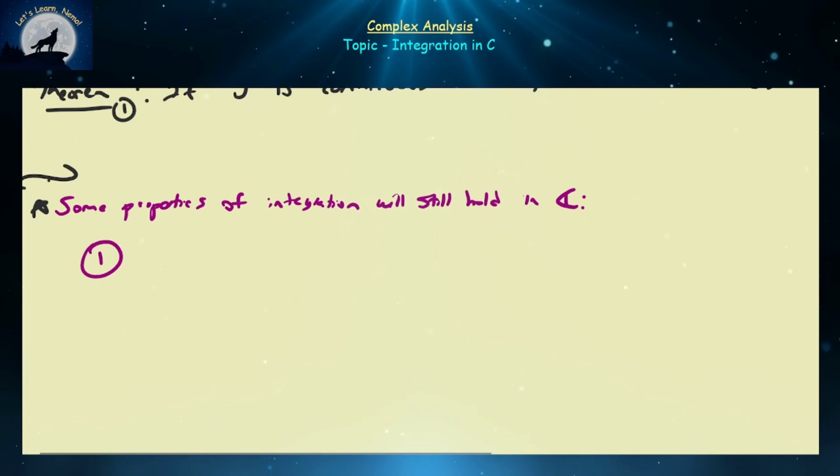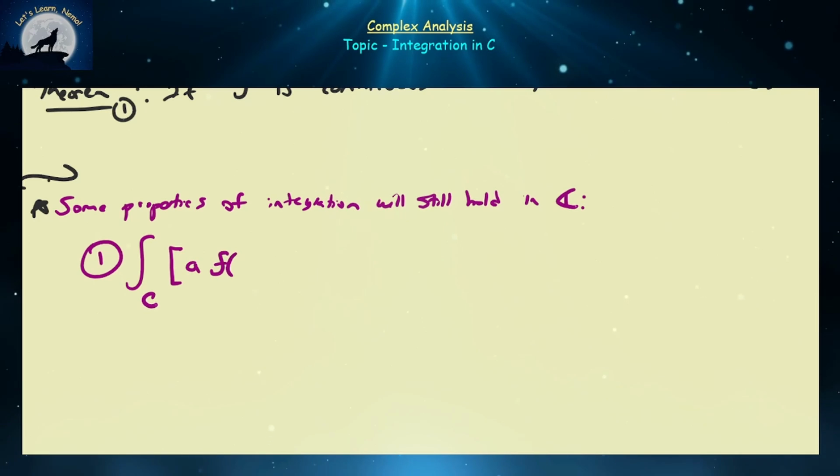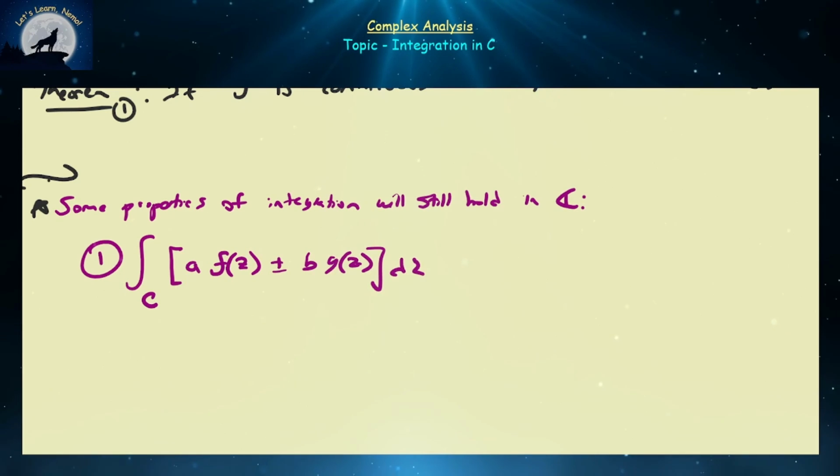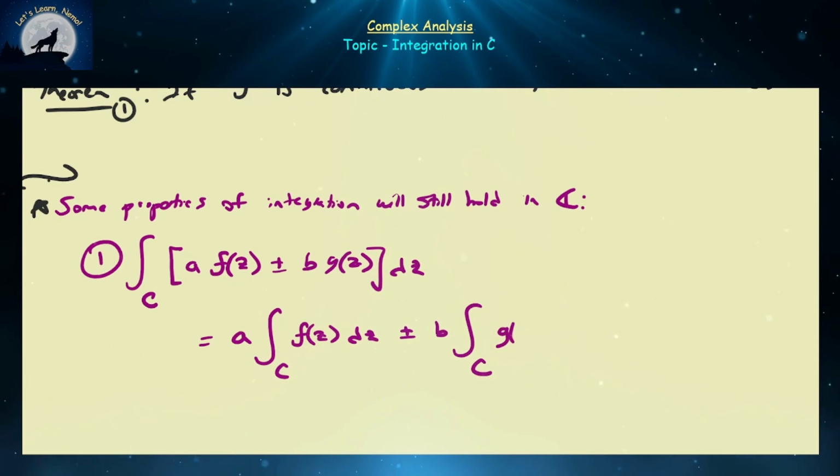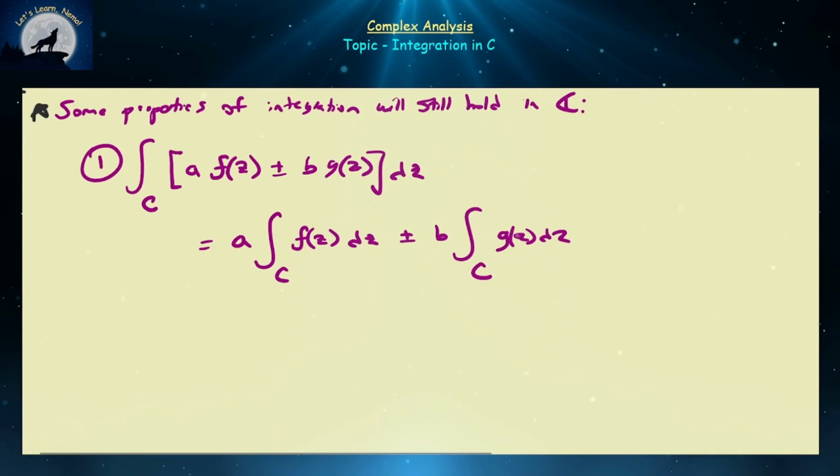The first is the linearity result, so the integral along some path C of a f of z plus or minus b g of z dz will be equal to a, provided a and b are constants, times the integral over C of f of z dz plus or minus b times the integral over C of g of z dz, provided that f and g are integrable on C. Right, so complex integrals will still be linear operators, so this is a very useful property.